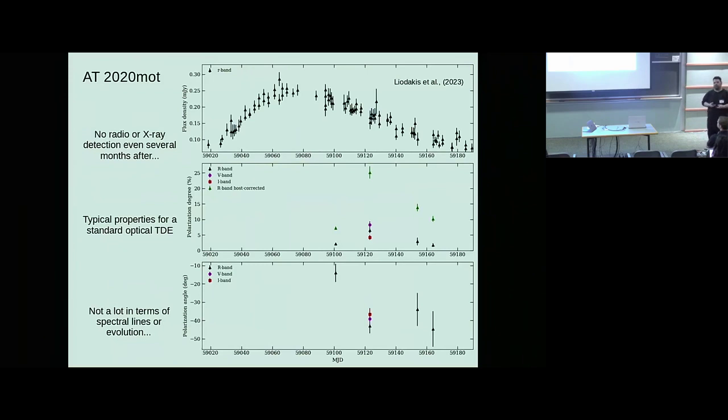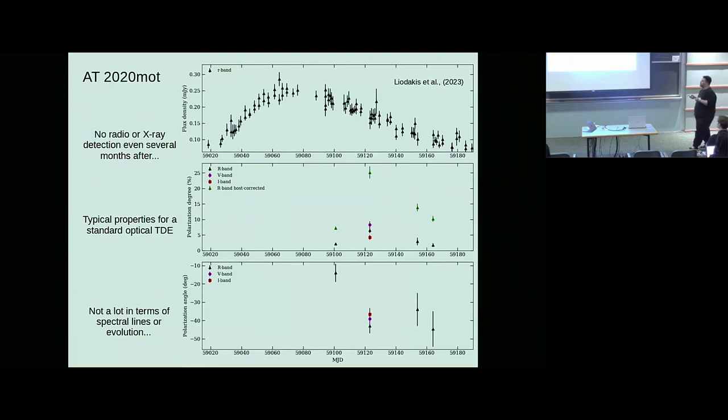But there was no jet in the system, or at least one that we could find. We had radio observations and X-rays, both early times, several months after. When you look at the spectrum, apart from the classification lines, there wasn't really anything there.